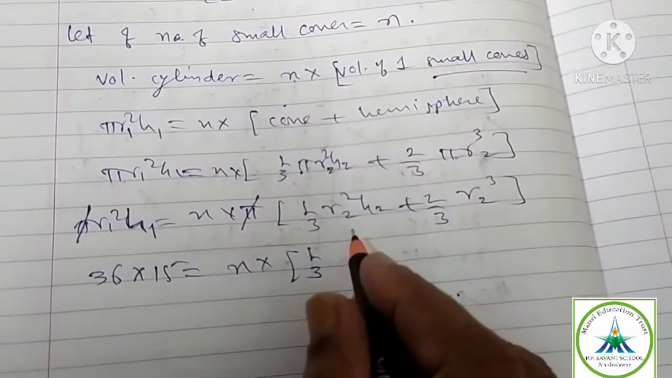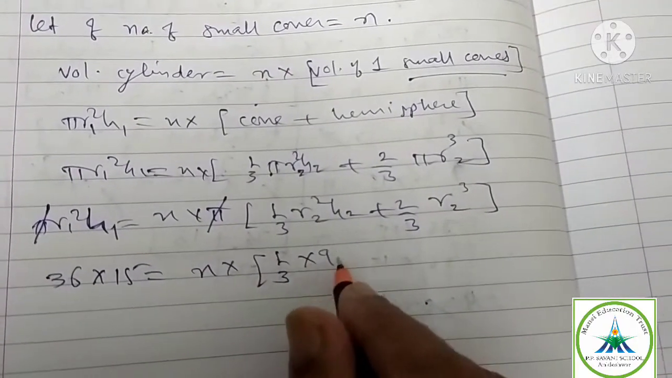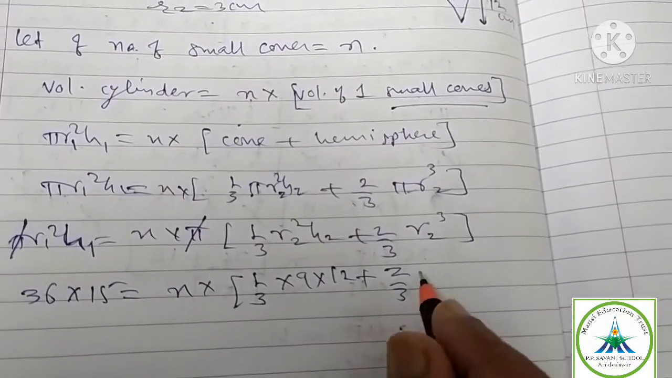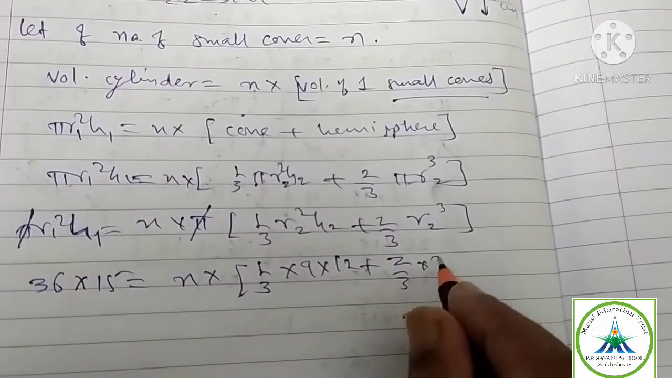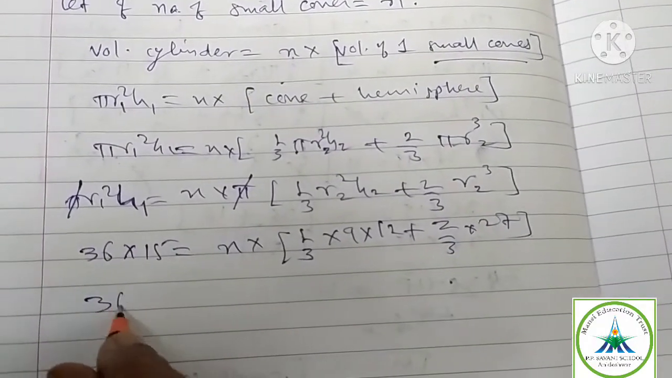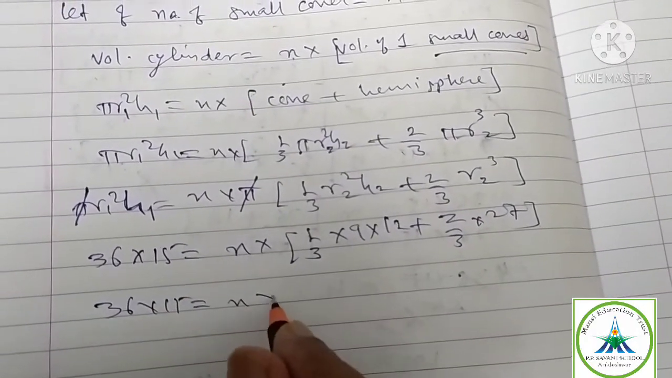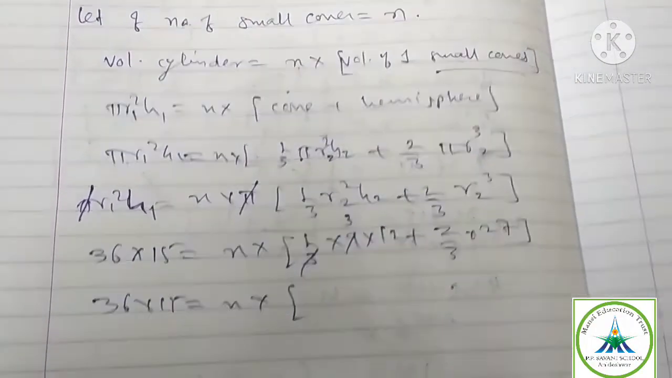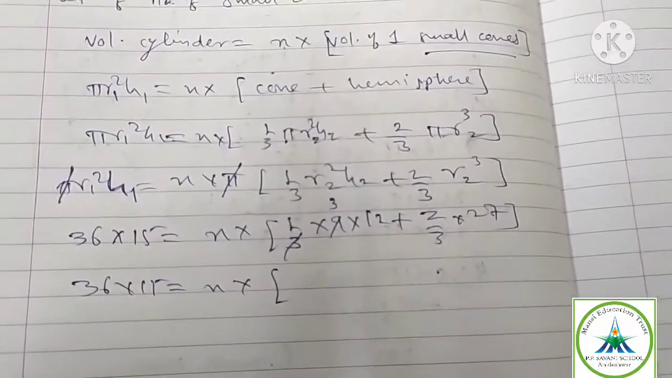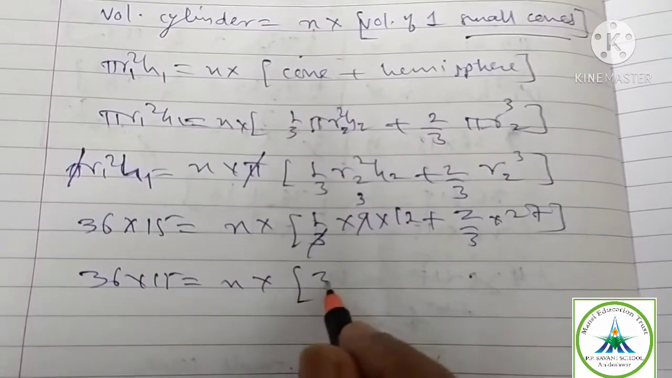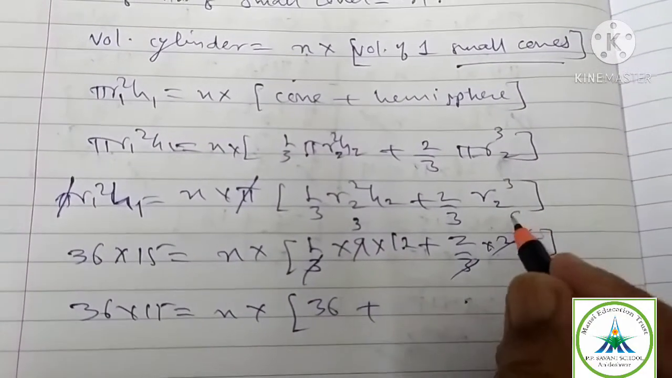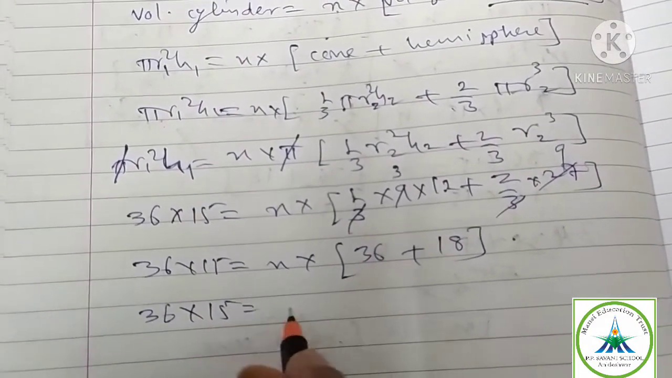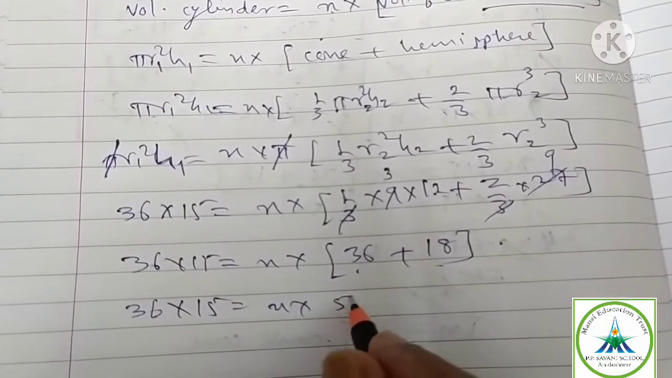What is r2? R2 is 3. 3 square is 9. H2 is 12, plus 2/3. R2 cube means 3 cube is 27. Clear? Now simplify this. Children, be careful in simplification, otherwise we may get mistakes. Rare carelessness may give us a wrong answer. So 1/3 of 9 times 12 is 36, plus, again cancellation by 3, 9 times 2 is 18. So 36 multiplied by 15 equal to n multiplied by 36 plus 18, that is 54.